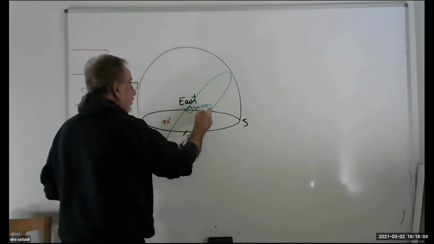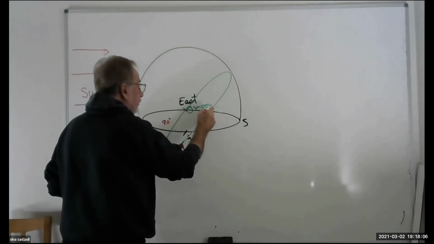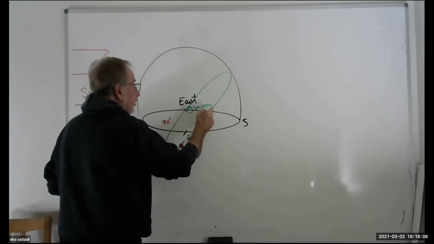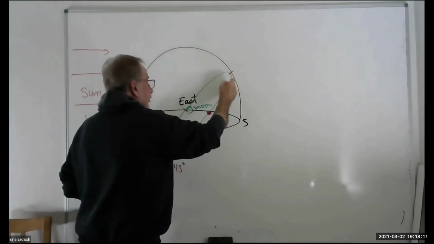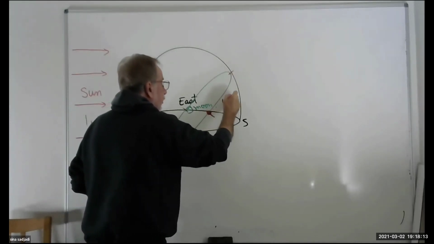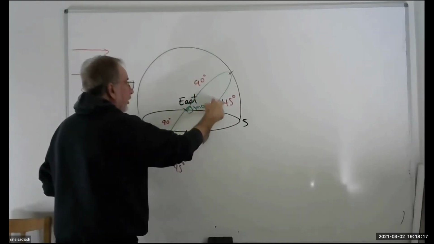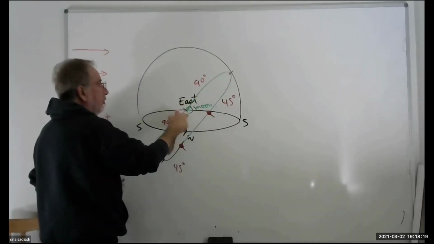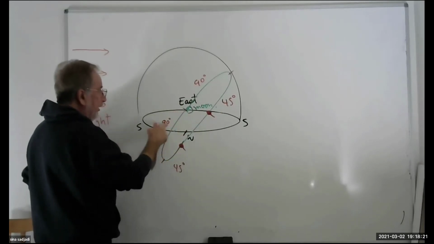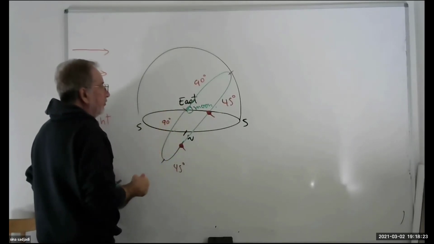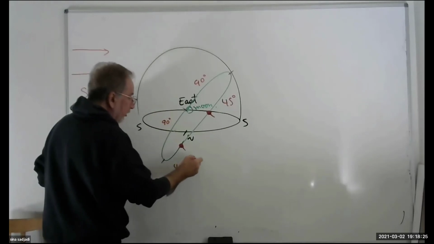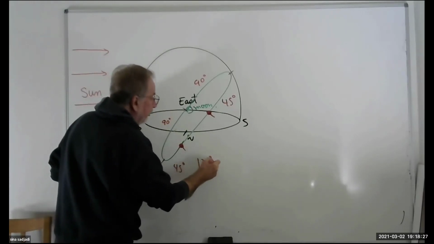Or I can put the sun here. And in this case, this is going to be 45 degrees, and this is going to be 90 degrees. So either way, 45 and 90, 135. So we're looking for 135 degrees west.